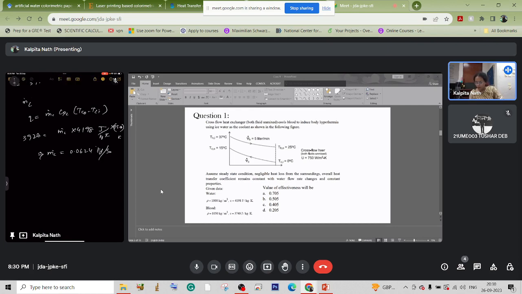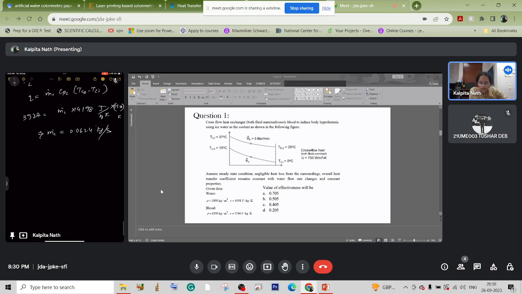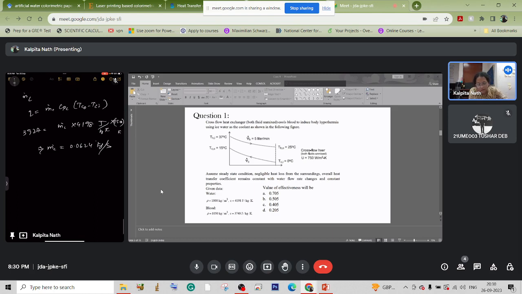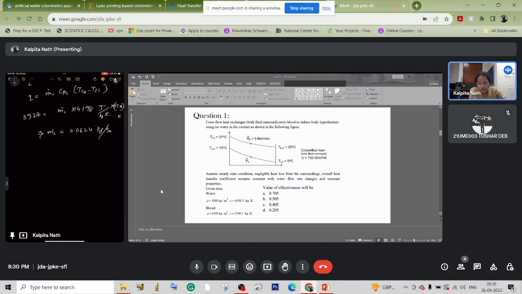Okay, so now we need to calculate the effectiveness. For this we need to calculate the maximum heat transfer, and for that we need the minimum heat capacity rate, so the minimum heat capacity.